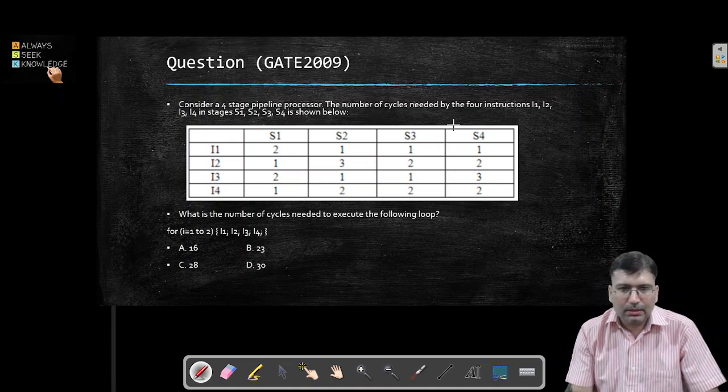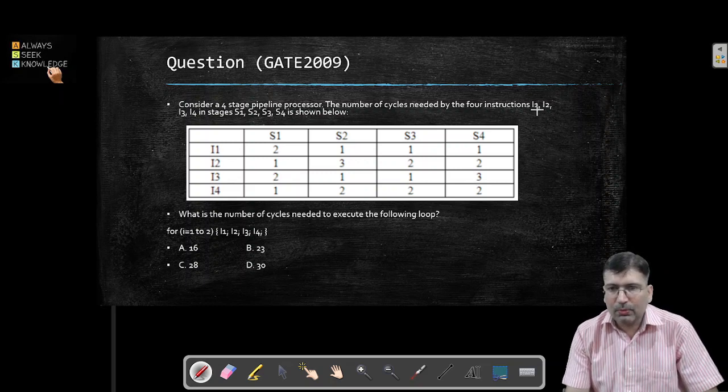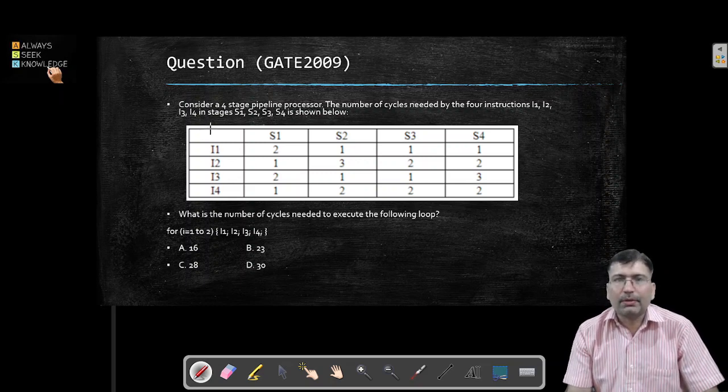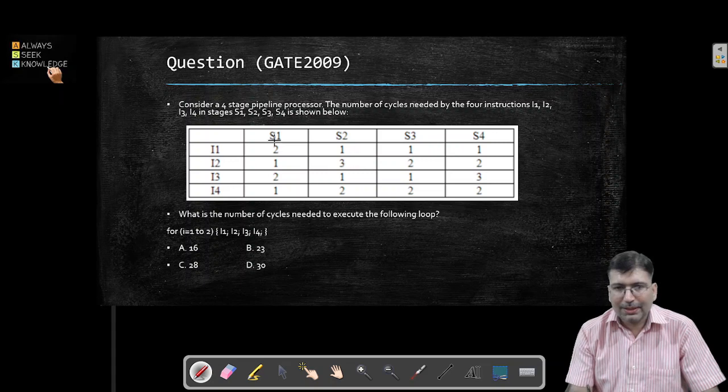In this question, a pipeline architecture is given, which has four stages. This is a four-stage pipeline, S1, S2, S3, and S4. And there are four instructions, I1, I2, I3, and I4, given. These instructions I1, I2, I3, and I4 take this many machine cycles in stages S1, S2, S3, and S4.